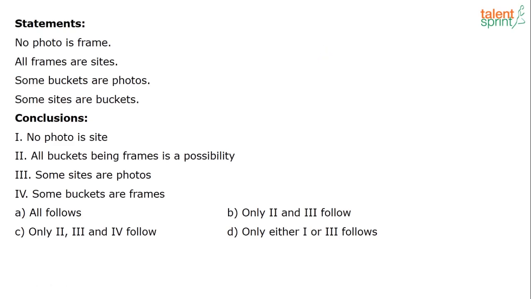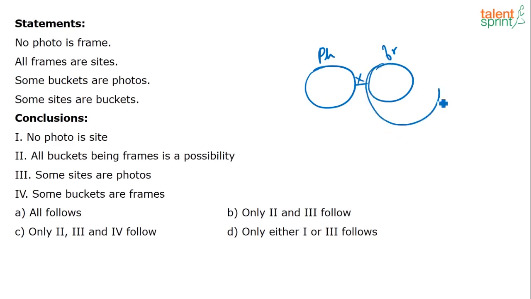Okay, so let us represent the given information now. No photo is frame. So this is photo and this is frame. Again, they have nothing in common. All frames are sites. Some buckets are photos. So buckets is here. See, buckets can also have some intersection with sites, but we don't know. I'm just taking it here with minimal overlapping.